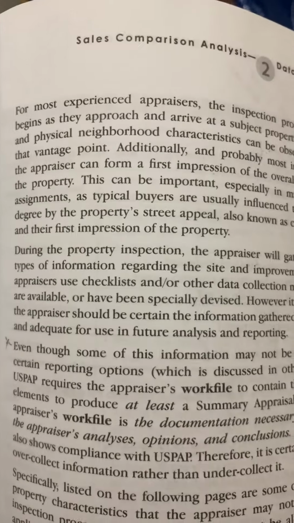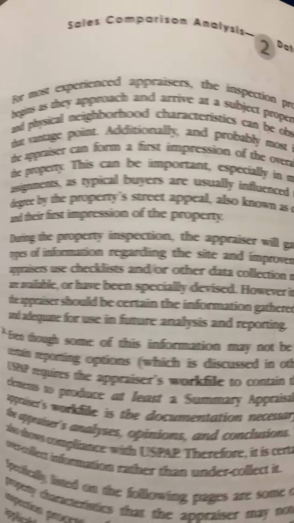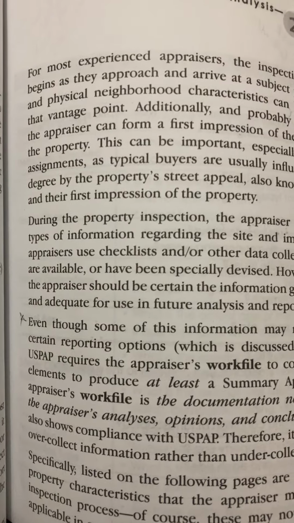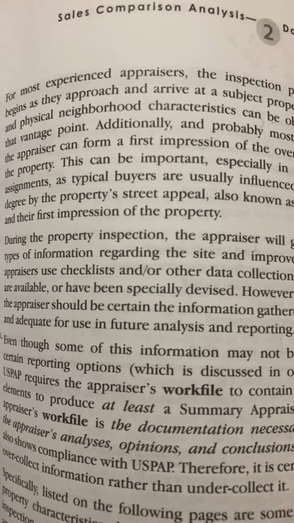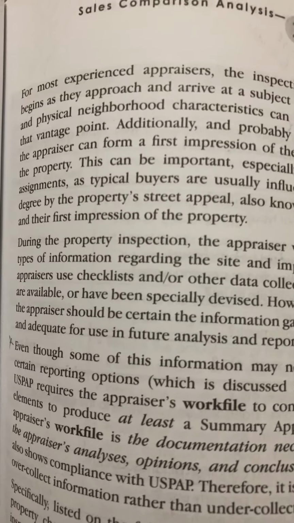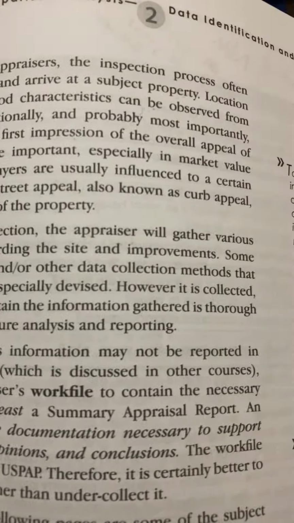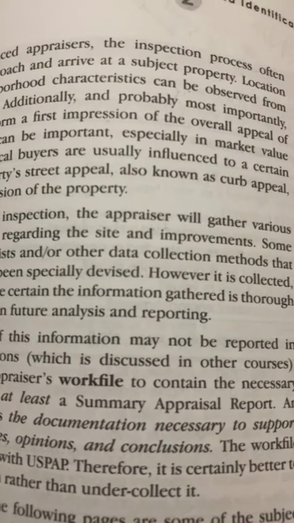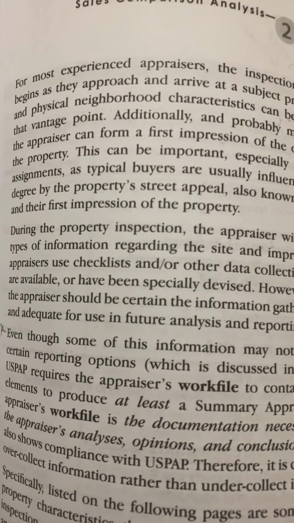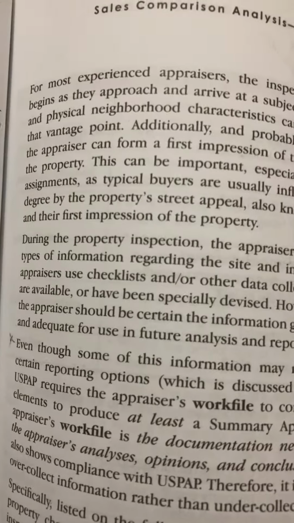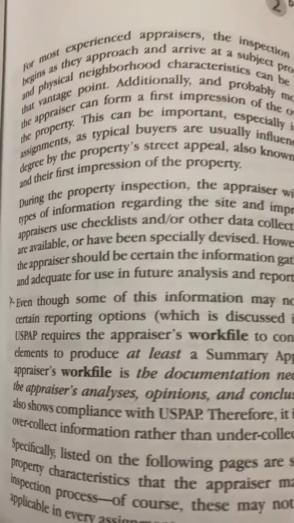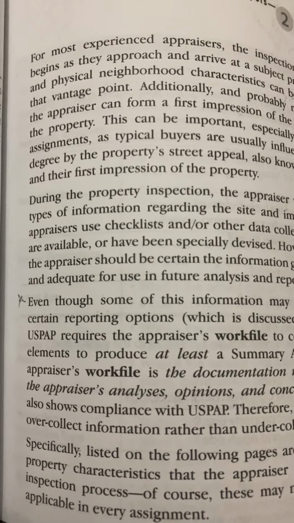For most experienced appraisers, the inspection process often begins as they approach and arrive at the subject property. Location and physical neighborhood characteristics can be observed from the vantage point. Additionally, and probably most importantly, the appraiser can form a first impression of the overall appeal of the property. This can be important, especially in market value assignments, as typical buyers are usually influenced to a certain degree by the property's street appeal, also known as curb appeal, and their first impression of the property.